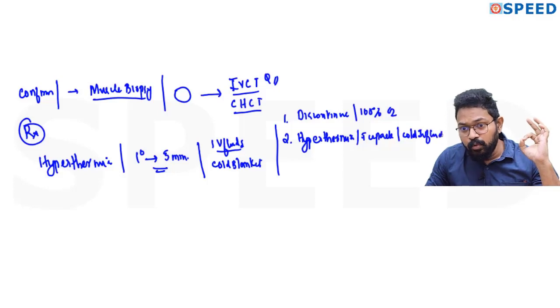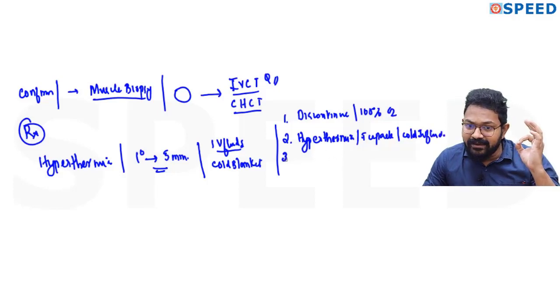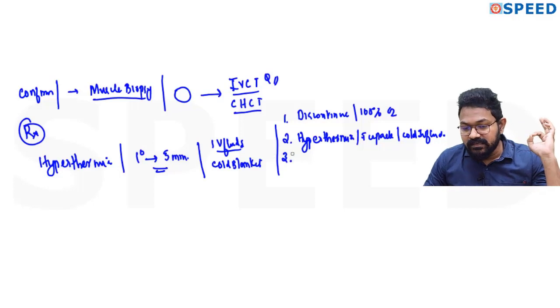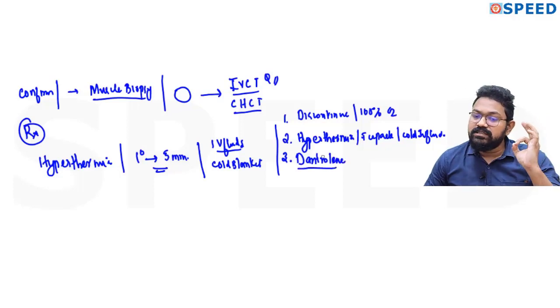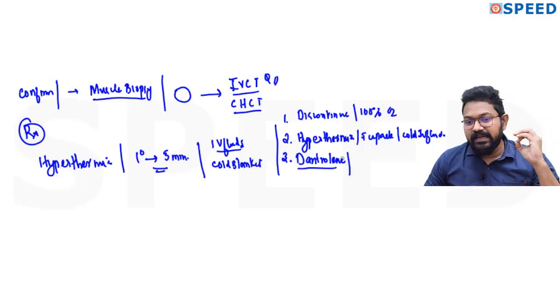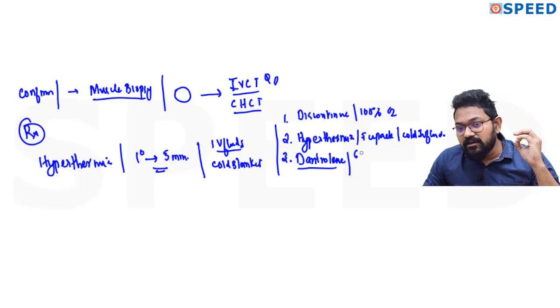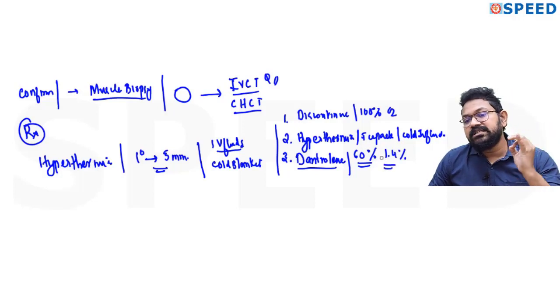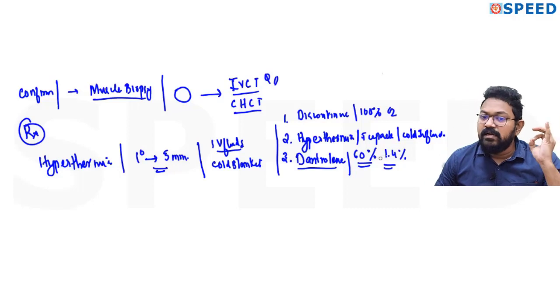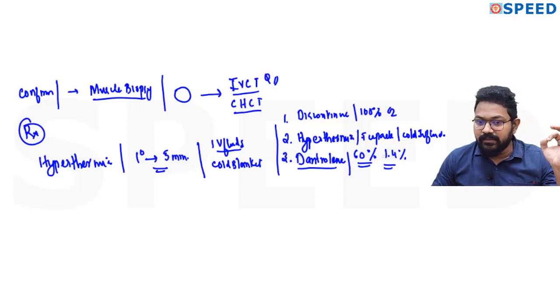Now, you do have a drug of choice for the management of malignant hyperthermia. The drug of choice for the treatment of malignant hyperthermia is dantrolene. Now, this is very, very, very important. What is the significance of dantrolene? Before the entry of dantrolene, the mortality rate of malignant hyperthermia was 60%. Following the introduction of dantrolene, the mortality rate is 1.4%. This is still a significant mortality number, but see the reduction which has happened after the introduction of dantrolene. So, the drug of choice for the treatment of malignant hyperthermia is dantrolene.